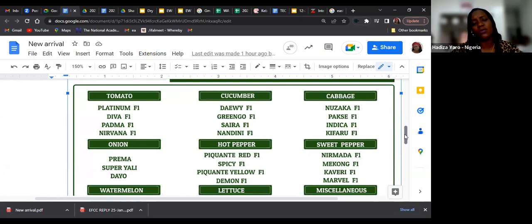So talking about onion, we have very good varieties, both for the wet and dry season. In the main season, cold dry season, everything goes. You can do Prema, you can do Super Yali, you can do Deo. For long storage, Deo is a very good variety. It can stay about 8 months in storage without going bad. But then Prema is unique and is dear to our heart because this variety performs excellently in the wet season.